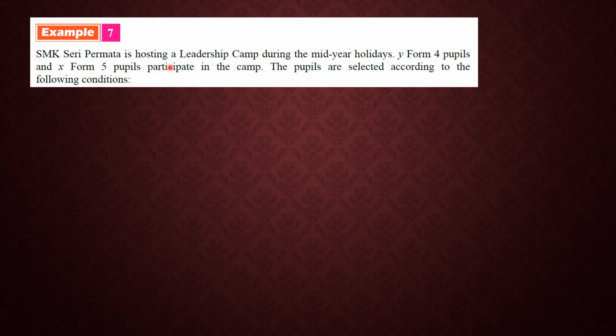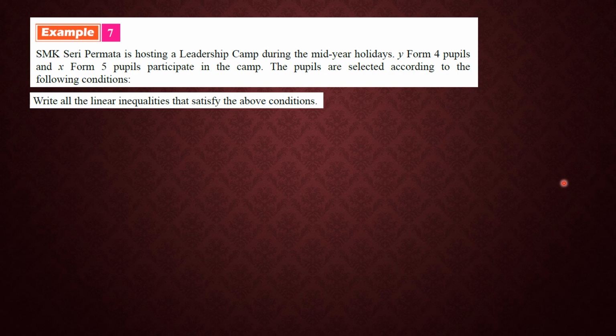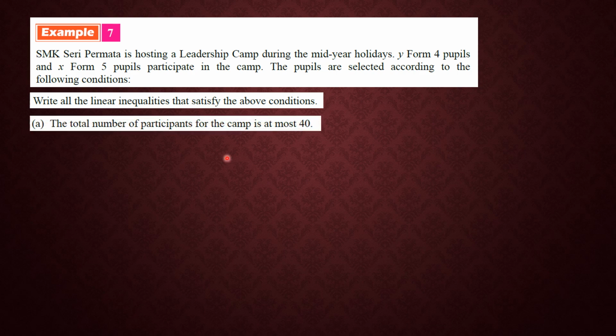SMK Sri Permata is hosting a leadership camp during the mid-year holidays. Y Form 4 pupils and X Form 5 pupils participate in the camp. The pupils are selected according to the following conditions. You have to write all the linear inequalities that satisfy the conditions given. Part A, the total number of participants for the camp is at most 40. At most 40 means cannot go beyond 40, tak boleh melebihi 40.